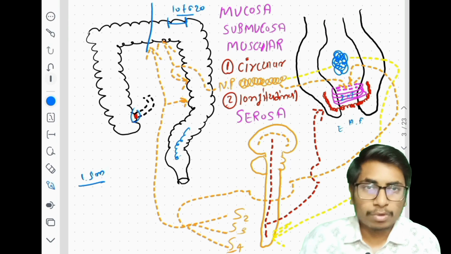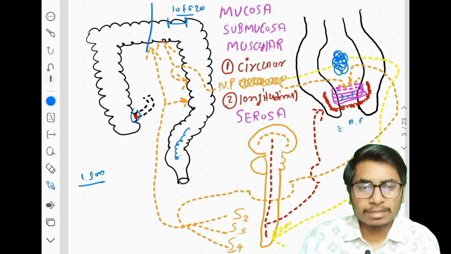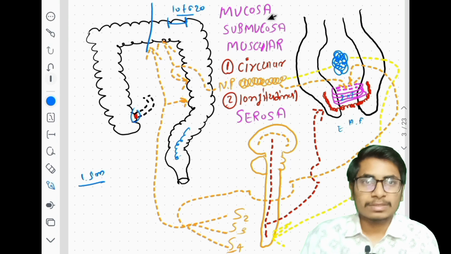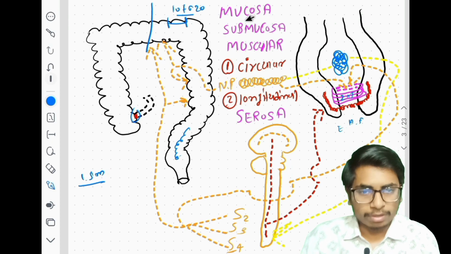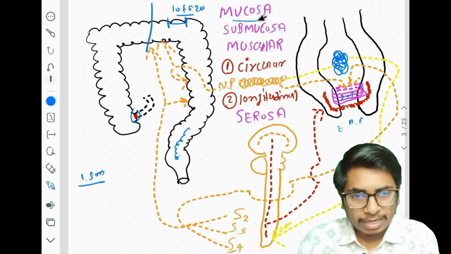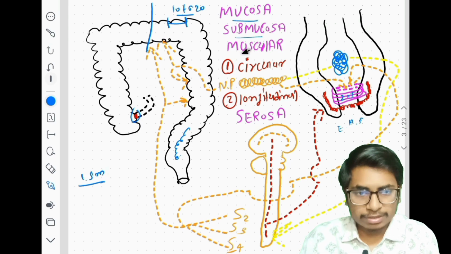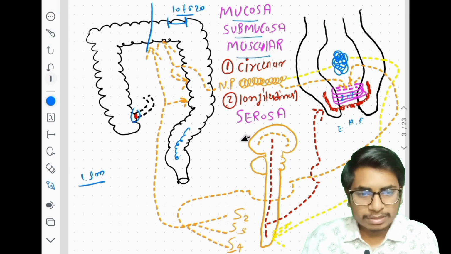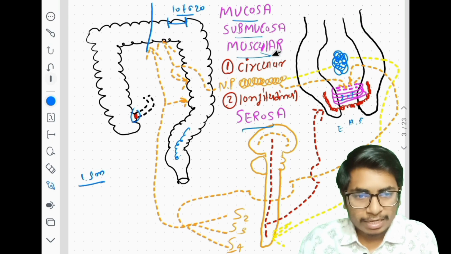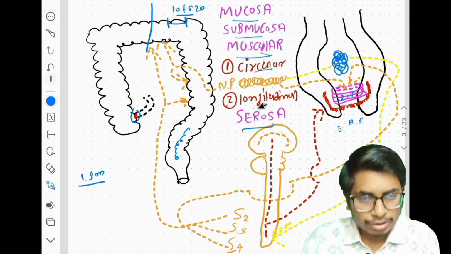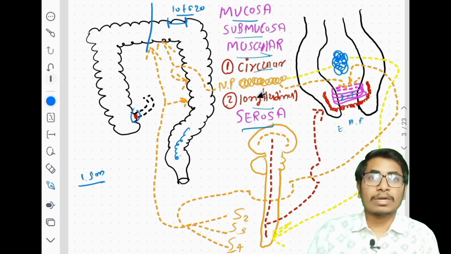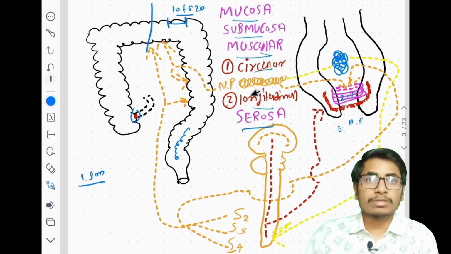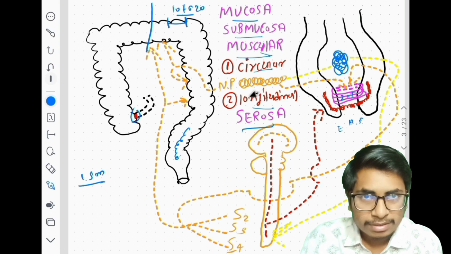The rectal wall is formed by four layers, the same as the whole GI wall. The first layer is the mucosa, second is the submucosa, third is the muscular layer, and the fourth is the serosa. In the muscular layer, there are two types of muscle, the circular muscle layer and the longitudinal muscle layer. In between those muscle layers there is one neuronal plexus, called the myenteric neuronal plexus.